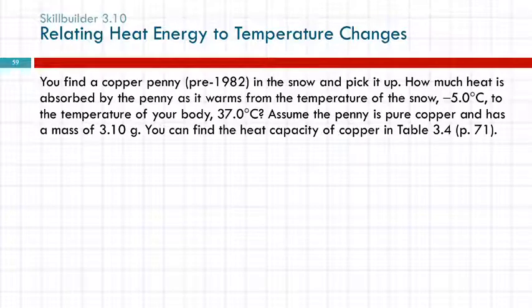Okay, so you find a copper penny in the snow and you pick it up. How much heat is absorbed by the penny as it warms from the temperature of the snow, minus 5 degrees Celsius, to the temperature of your body, 37 degrees Celsius. Assume the penny is pure copper and has a mass of 3.10 grams. You can find the heat capacity of copper in table 3.4 on page 71. That would be of the 5th edition of the book.